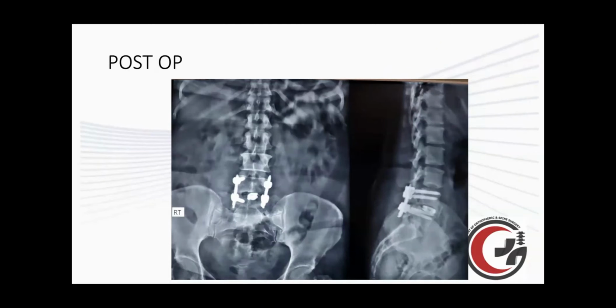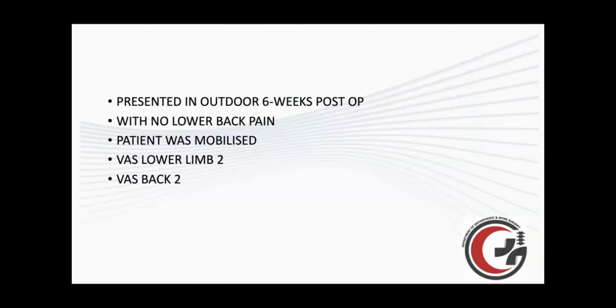And then on 6 weeks follow-up, she presented to our outpatient clinic with literally no lower back ache, and she was mobilized. Her ODI was around 20-24, with the VAS being 2 in the lower limbs and in the back. So that would be it, and I'm open for questions.